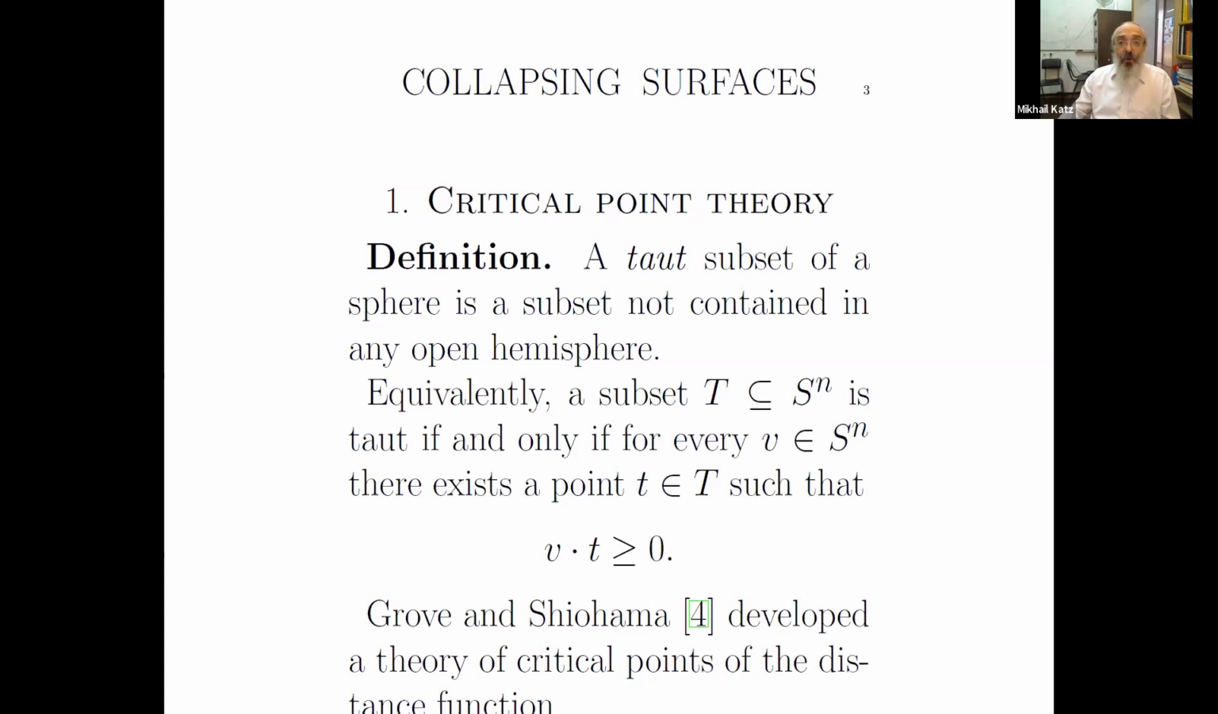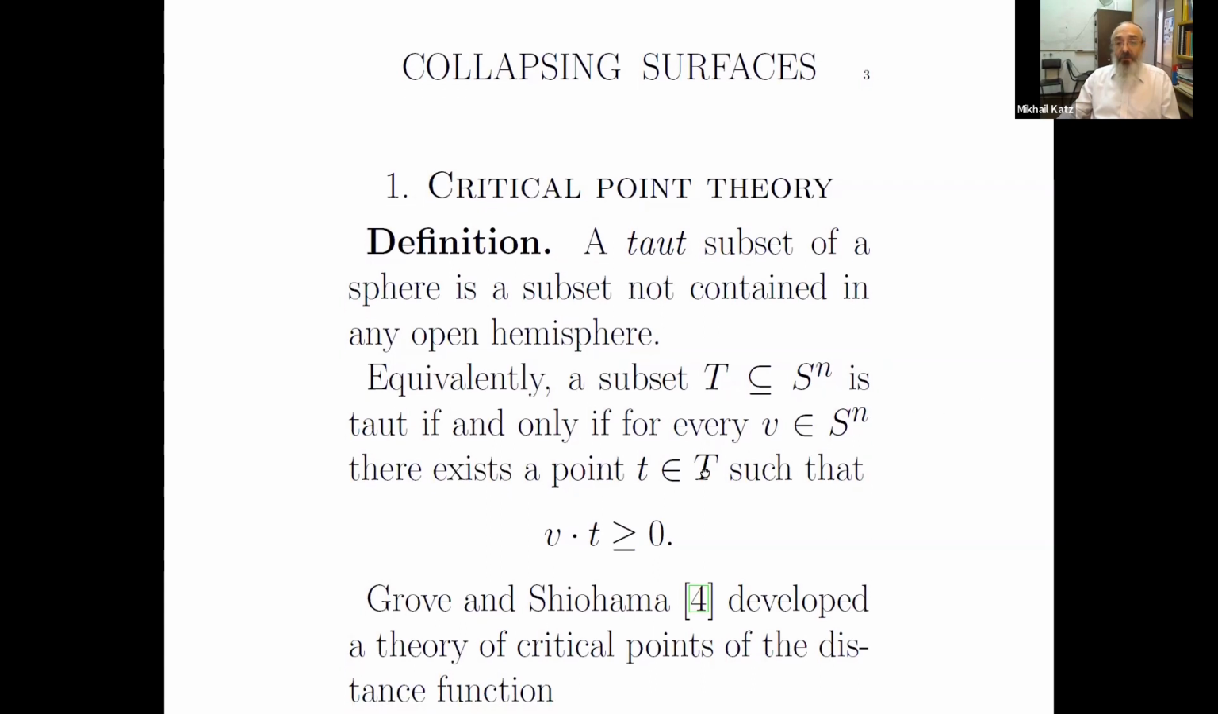Let us define a taut subset of a sphere as a subset not contained in any open hemisphere. This is perhaps the most elegant definition, but a more working definition is to say that the subset is taut if for every direction, which can be represented by a unit vector in the sphere, there exists a point of the set such that the angle between them is less than or equal to pi/2. So that's an equivalent definition of a taut subset.